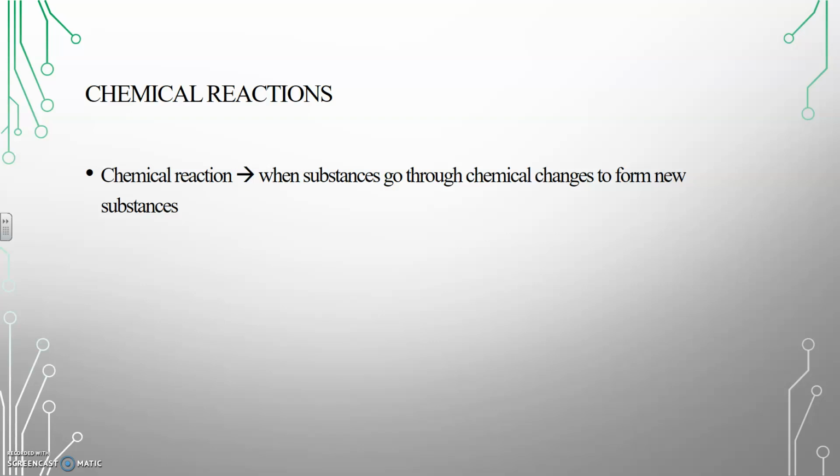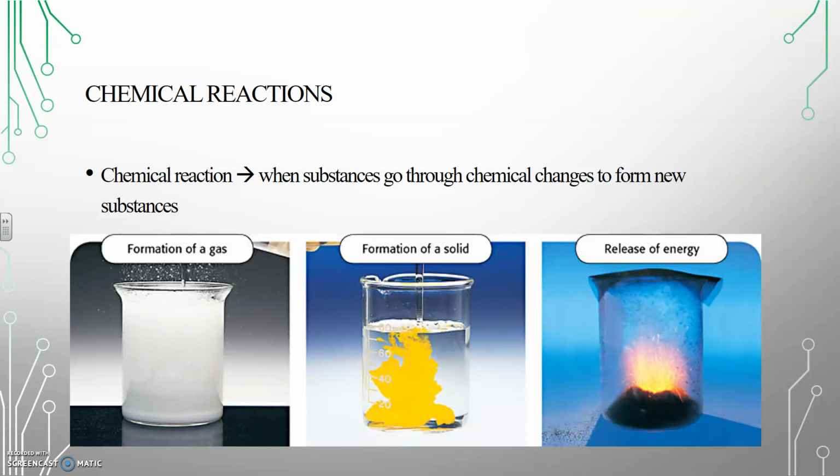So a chemical reaction happens when substances go through chemical changes. So this is going to take one substance or a couple substances and change them into others. Okay, so you are actually going to get one chemical substance changing into another through this reaction. Signs of a chemical reaction: you have formation of a gas, formation of a solid, or a release of energy or light. Okay, so those are some relatively easy signs of a chemical reaction.